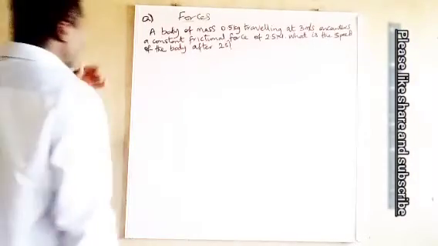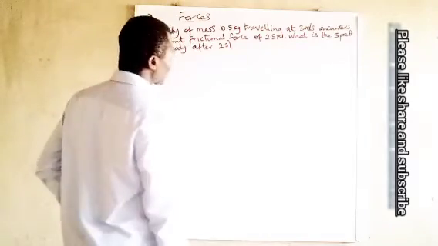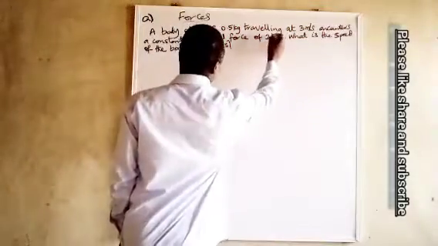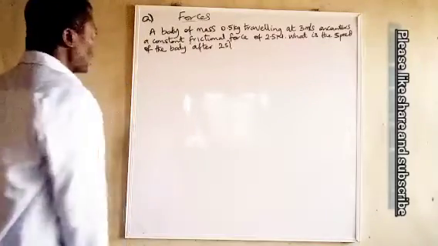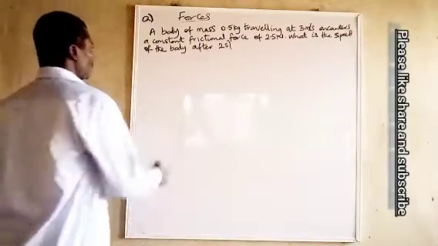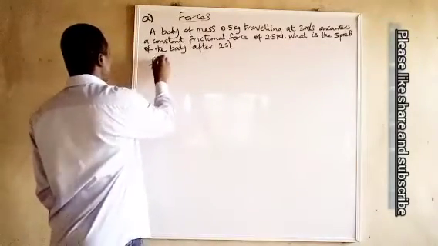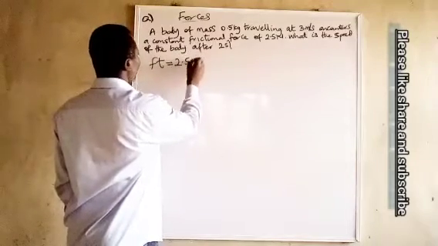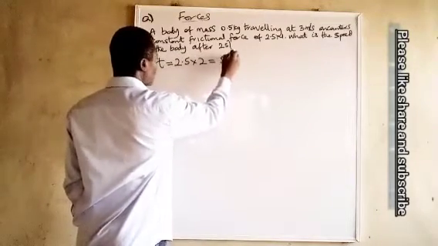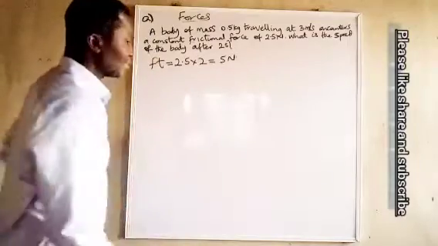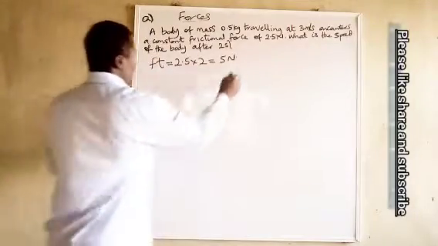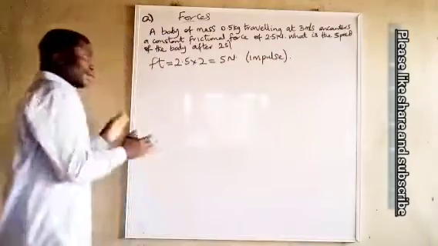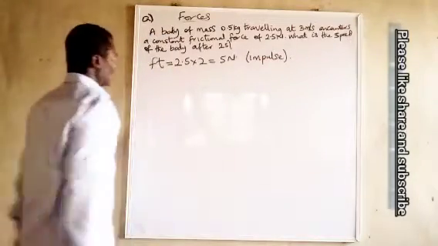A body of mass 0.5 kg traveling at 3 meters per second encounters a constant frictional force of 2.5 newton. What is the speed of the body after 2 seconds? You know, Ft is equal to 2.5 times 2, which is 5 newton seconds. And you can see that in this instance, the impulse is against the direction of motion, so we take the impulse in this instance as negative.